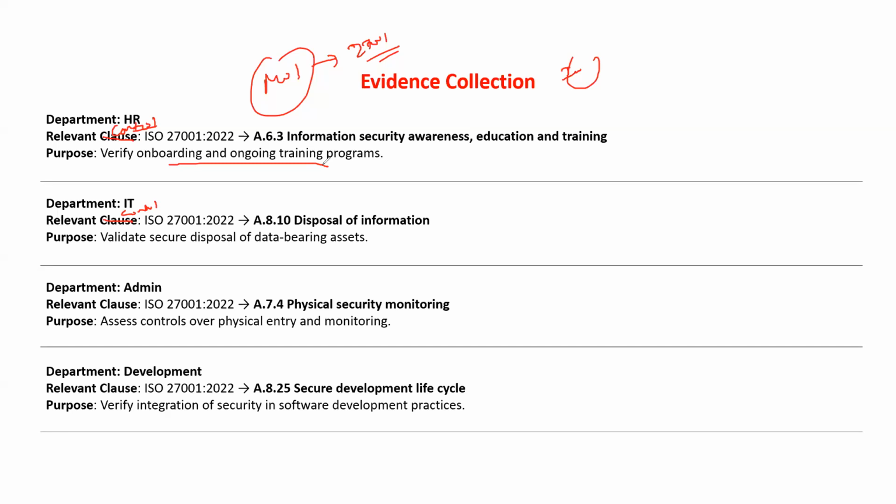Again, I cannot rely on this information 100%. How will I come to know whether what the HR manager is saying is correct or not? I will be looking into documents now. I will be looking into the checklist. So show me on which date you have conducted the training. Show me that evidence.